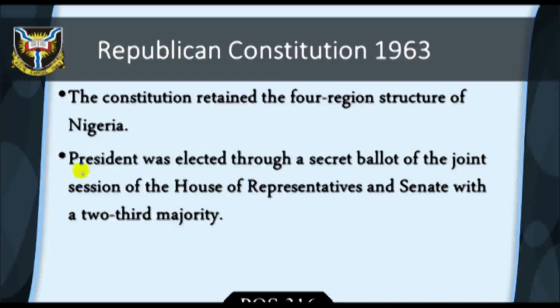Under the constitution, the position of head of state and head of government were separated. At the federal level, the head of state was called the President of the Republic, while the head of government was the Prime Minister. At the regional level, the equivalent of the President was the Governor, while the Premier was the equivalent of the Prime Minister. The President of the Republic was also the Commander-in-Chief of the Nigerian Armed Forces.